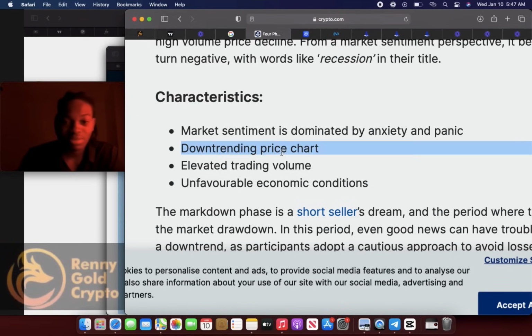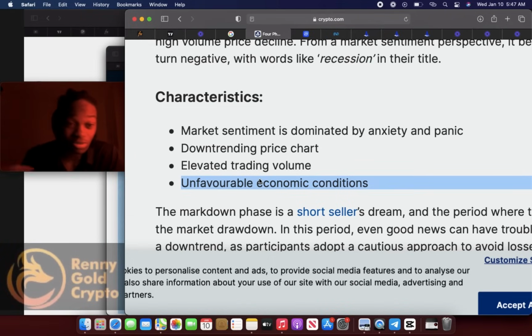So there's going to be a downtrending price chart, meaning that the market will keep going down under huge selling pressure. And there's going to be unfavorable economic conditions, meaning there's going to be a lot of news not favoring the crypto markets, not favoring Bitcoin and all of that. This is going to be like a payback period for crypto. It's not going to favor crypto at all.